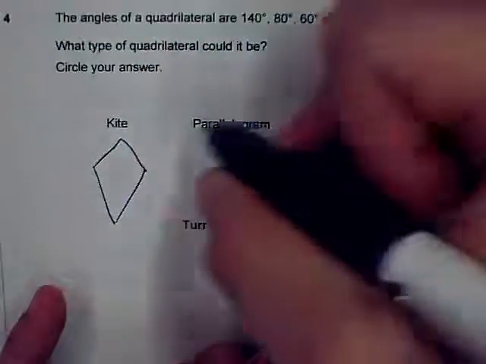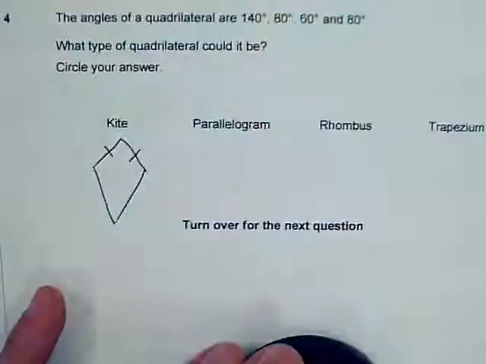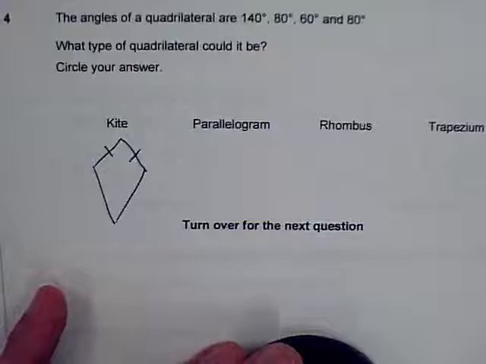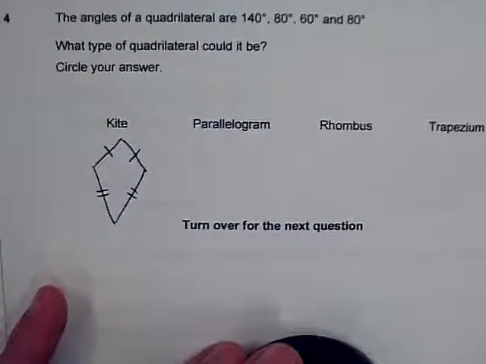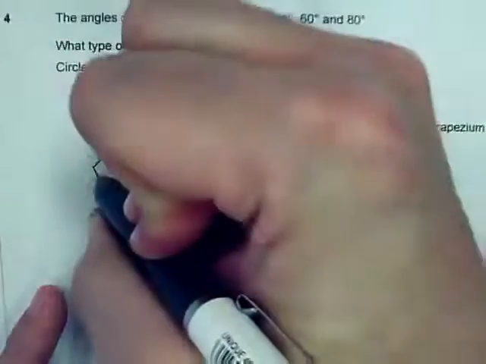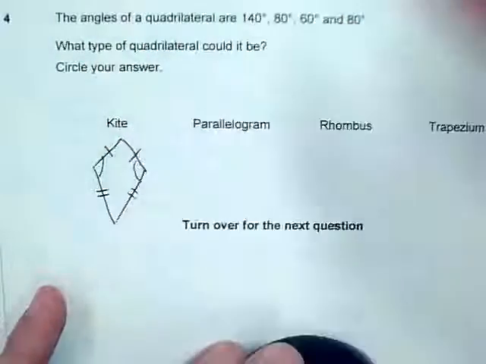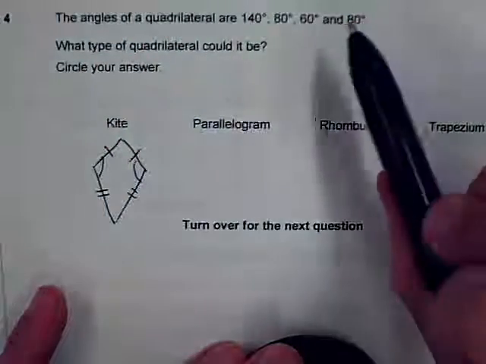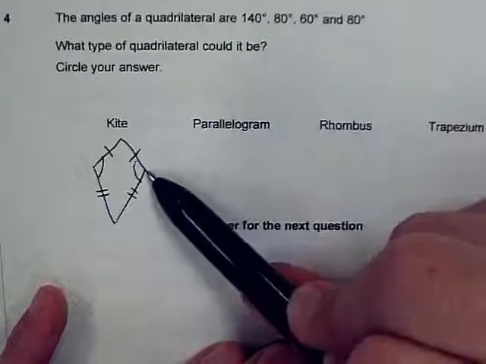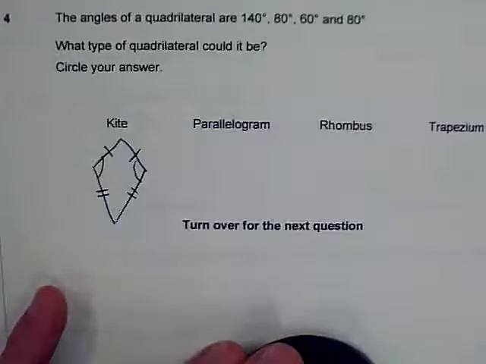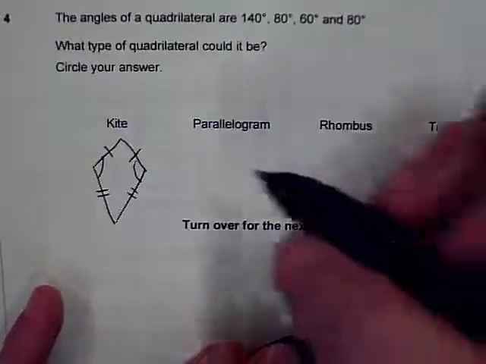So we should know that in a kite we've got a pair of lines at the same length and another pair that are the same length, and therefore these angles here are equal. Now, considering we've got 2 angles that are 80 degrees, kite could be a possibility, but let's consider the other ones to make sure it's definitely that one.